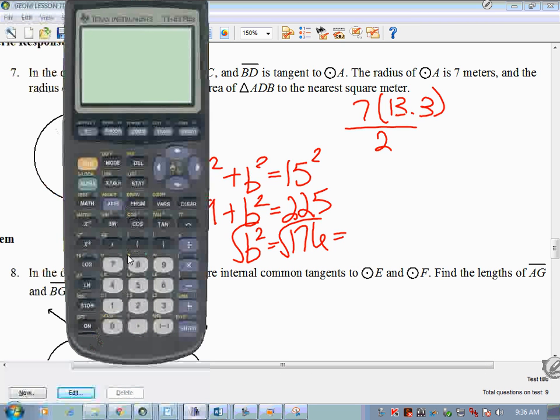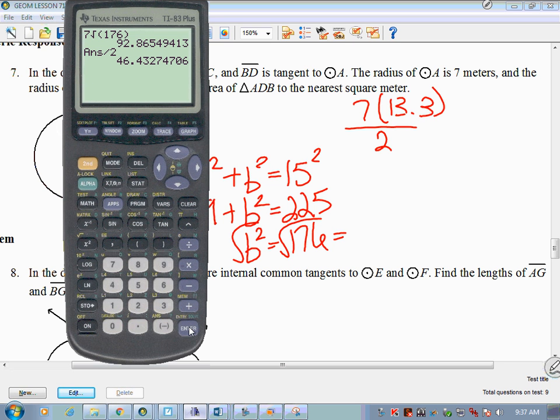All right, we'll see if mine comes out. 7 times square root of 176, divided by 2. Okay, that gets 46.4, which is what we want because we want to the nearest whole. If I do 13.3, I think 13.3 is around. Did you round up to get 13.3?